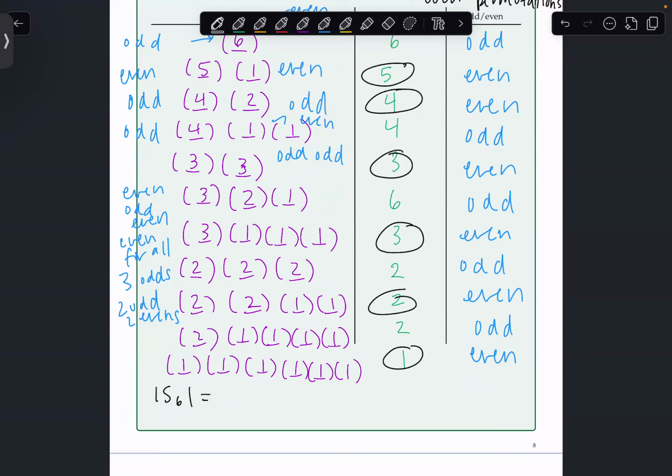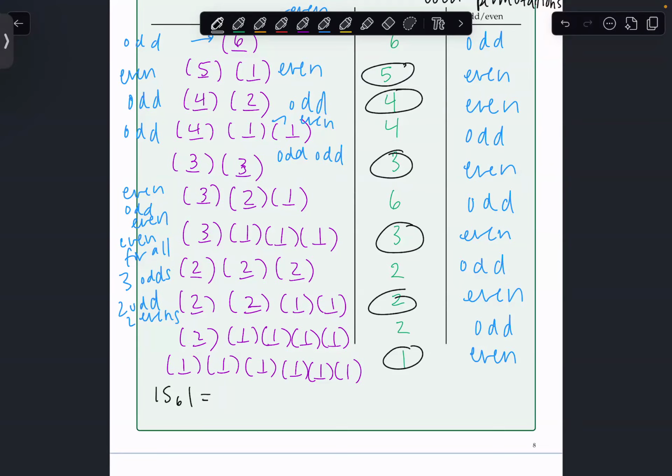I had you find that. So I want the order of the group. I want to know how many elements I see showing up here. Remember, these are permutations that go from the set 1 through 6 to 1 through 6 that are bijections. How do I count this? We've actually counted it already.